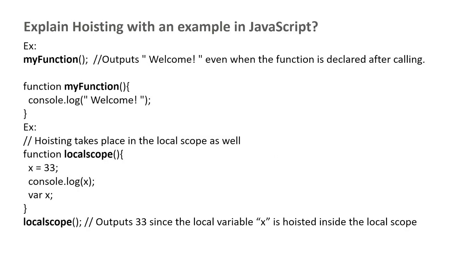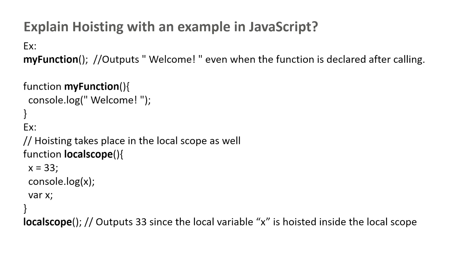Explain hoisting with an example in JavaScript. Example: my function. So I call this function. Now I define the function my function, console.log welcome. So the output is welcome. So I have called this function before declaring it.